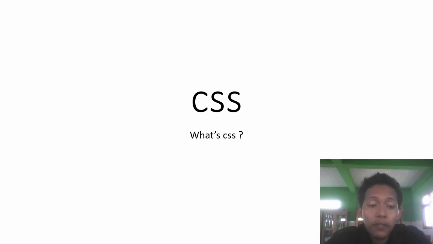In this occasion, I will explain what CSS is and what it is used for. First, I will explain what CSS means. CSS stands for Cascading Style Sheet, while CSS itself is a rule to regulate the behavior of an HTML element.